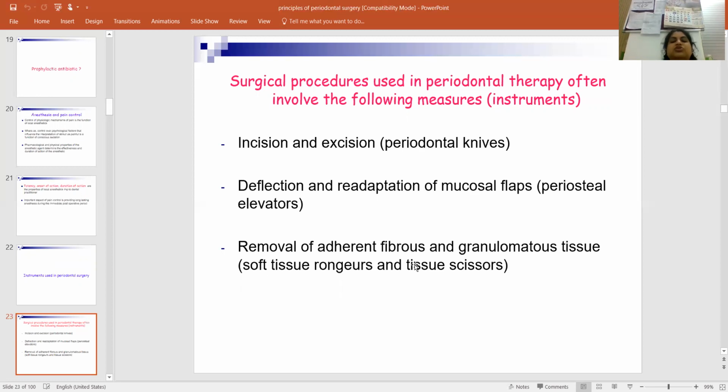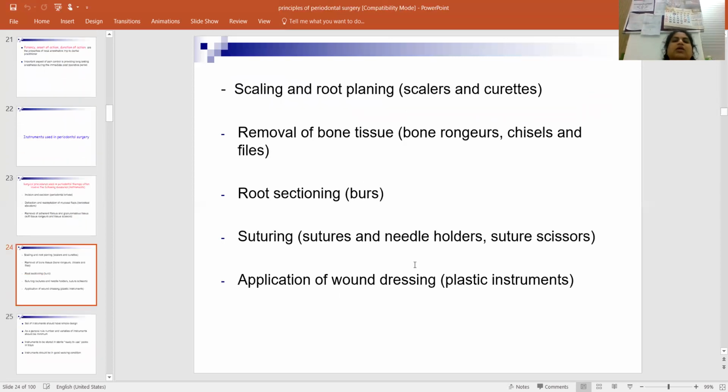So you have to use the periodontal elevator for the reflection of the flap, and for the removal of the soft tissues and granulomatous tissue. We can use the tissue nippers and scissors and rongeurs. Then for the scaling and root planing, we are going to use the scalers and curettes. For removal of the bone tissue, you are going to use the bone rongeurs, chisels, and files. Sectioning burs are also there if there is any need of hemisection or root resectioning.